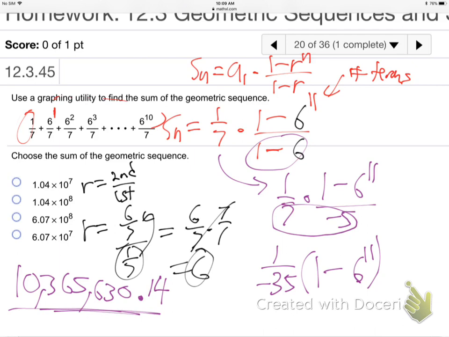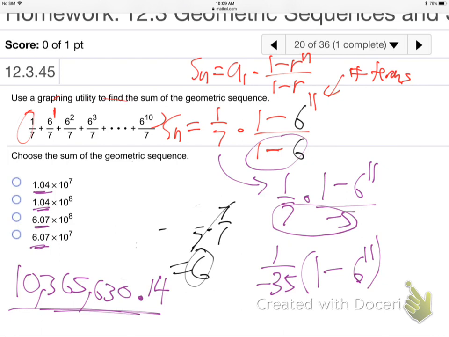Now, you might think, it doesn't look like any of those answers. Well, they're only giving me the first 3 digits rounded. And then some kind of power thing. Are you okay with all that power thing? Remember what that scientific notation means? Times 10 to a power means move the decimal that many places to the right, doesn't it?